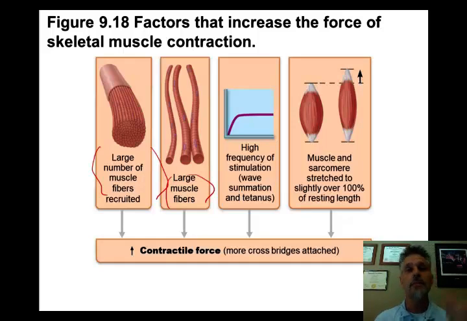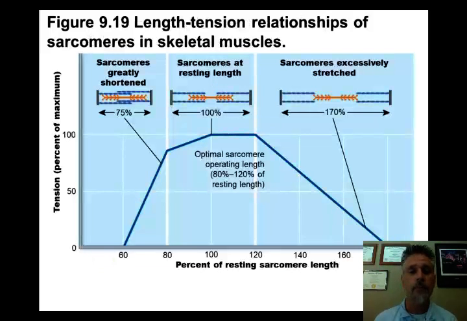The frequency of stimulation, remember, where we're going bzz, bzz, bzz, bzz, and we're recruiting more and more and going into tetanus. And then also the length of the muscle. That is an effect that can have on its ability to contract. So that's an interesting thing.